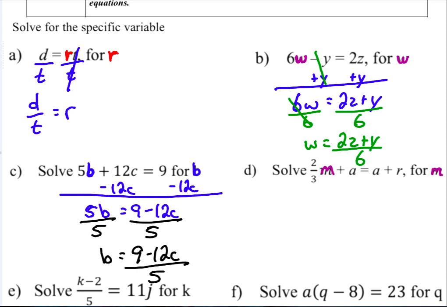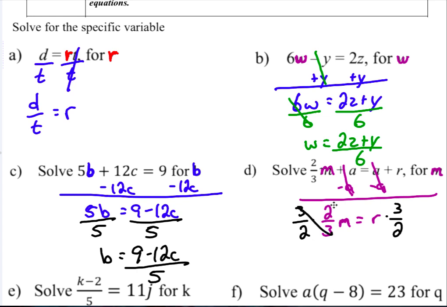All right, so here's m. The first thing I want to do is get rid of that a by subtracting a away from both sides. So I'm left with 2/3 m. In this case, the a's turn to zeros, so I'm left with r. Now I want to get rid of the 2/3 because I want to be left with just m. Remember, to get rid of a fraction, I multiply by its reciprocal, so 3/2. That gets rid of my 2/3, it cancels out, and I'm left with m is equal to 3/2 times r.